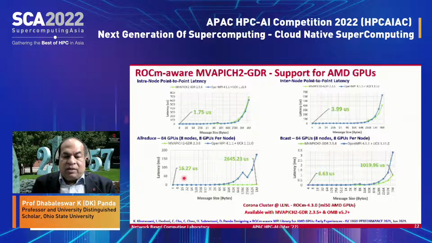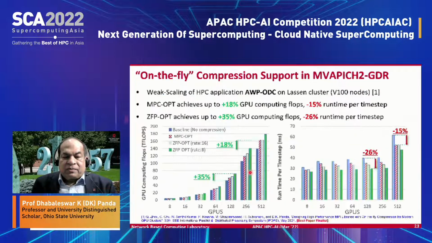And if you take a look at collectives like Bcast or Allreduce, we give very significant performance benefit compared to even OpenMPI. Now, for the last year, we have been moving into one more step. It's trying to bring even on-the-fly compression. So this is a very new mechanism.